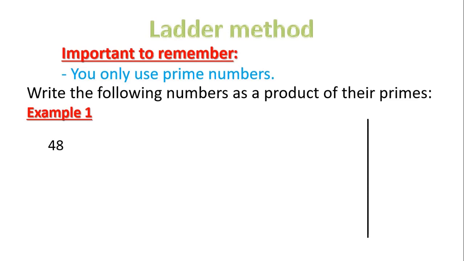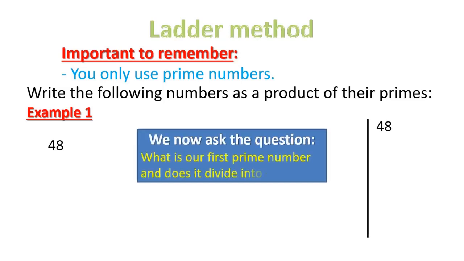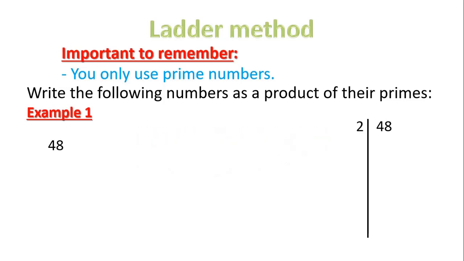So, on the right hand side of our page and on my screen, I draw a vertical line. On the right hand side, I write the number 48. And now I start my process. What we ask, what is the first prime number and does it divide into 48? Well, our first prime number is 2. Does 2 divide into 48? Hopefully you can tell that it does. And so I write 2 there and I do a division. 2 into 48 goes 24 times.